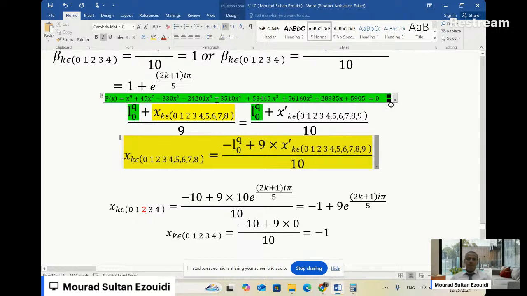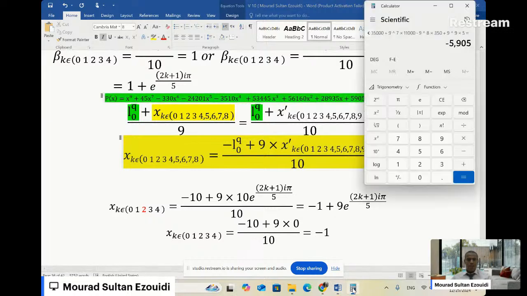Okay, if you want to check, minus 1 is a solution of this. Let's check. Okay, we have, I will do this one here. I will go down.